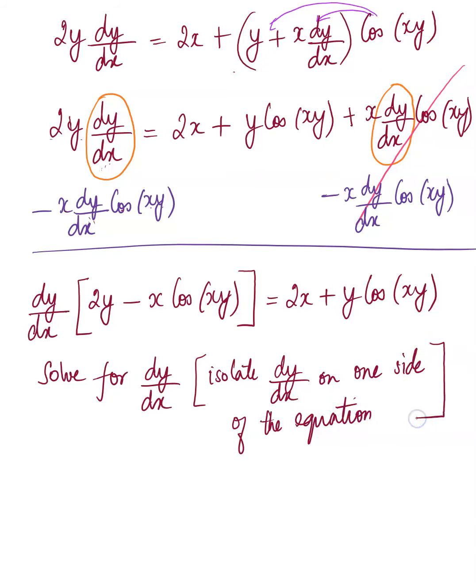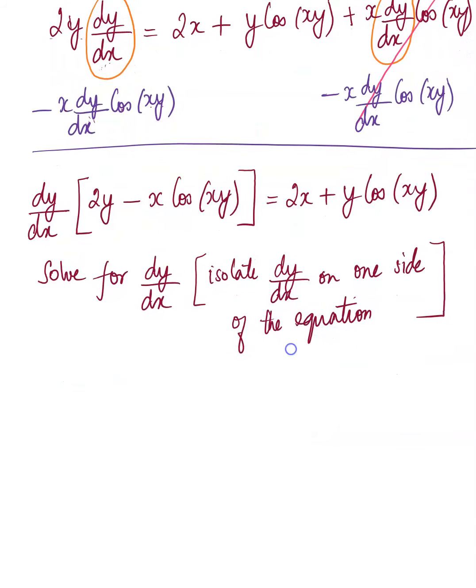Usually your notes or even my instructions in future would not be constantly indicating to isolate. When I say solve for dy over dx, it means that you're asked to isolate dy over dx on one side by itself. Alright, I will have to rewrite this step to show that action there. So I'll just repeat this step here.